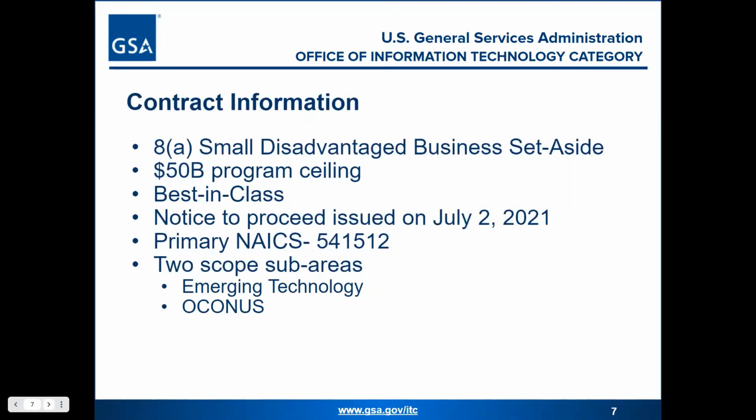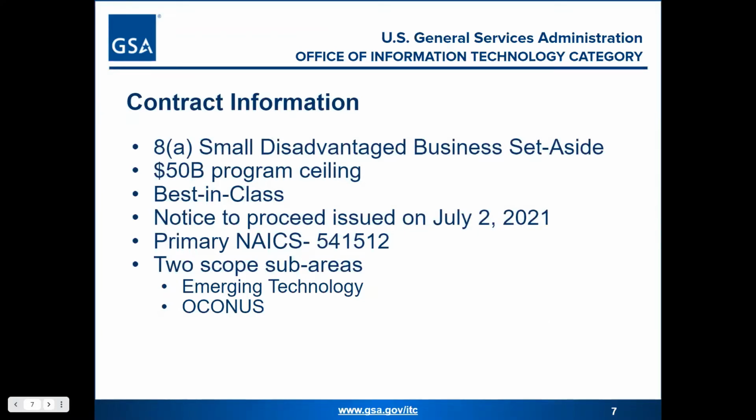If you have a customer that isn't sure if their requirement is a good fit, we'll do a scope review, which Herman will talk about a little bit later on, to help them understand if this particular GWAC is a good solution for their requirement. So primary NAICS is 541512, but it can include some of those other NAICS such as 541513, 541519, 541511, and more.